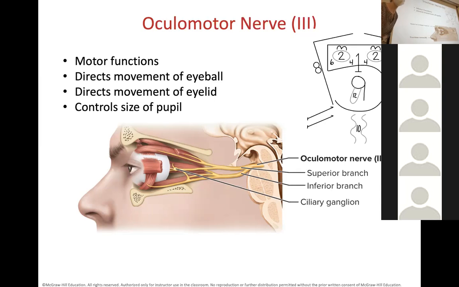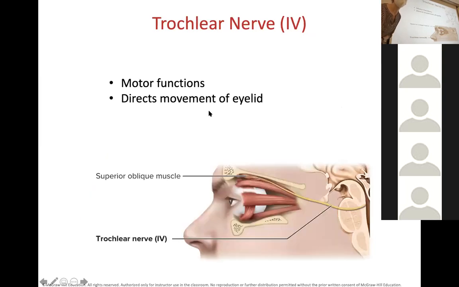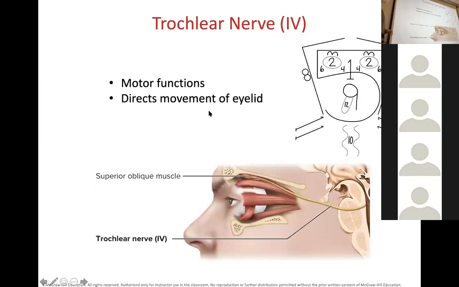Trochlear. Now we're getting into some weirder words that aren't as obvious. The trochlear nerve is number 4. Again, just motor function, but it also directs the movement of the eyelid. So trochlear as well as the oculomotor is controlling the eyelid.